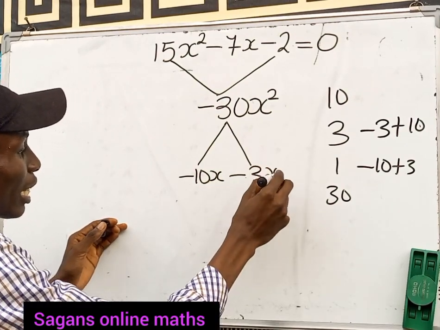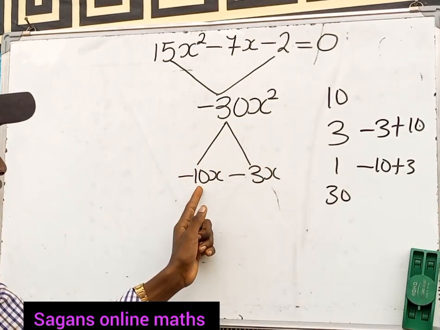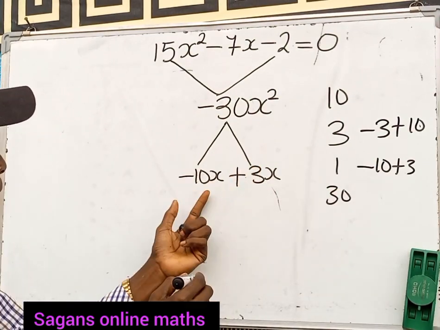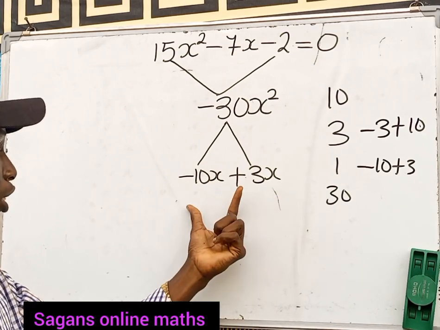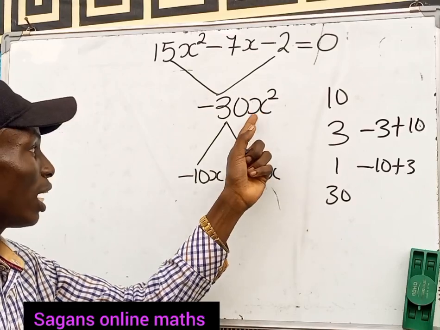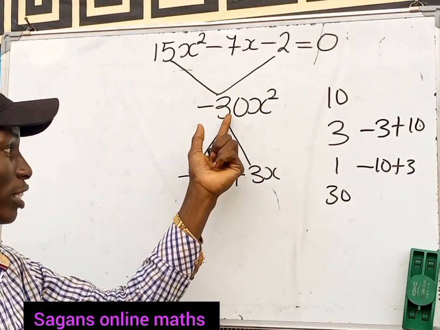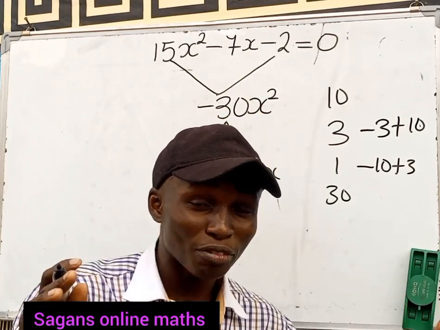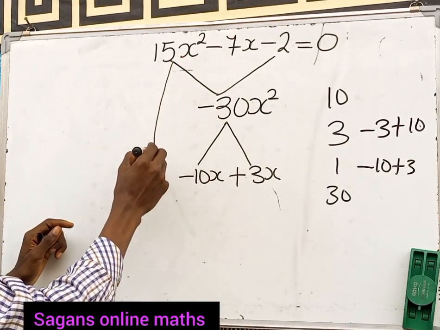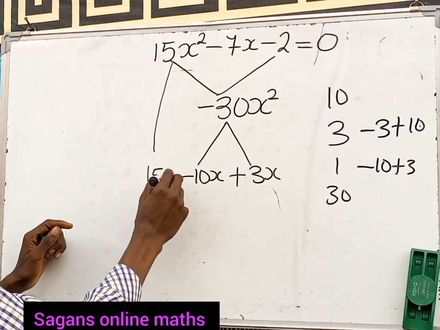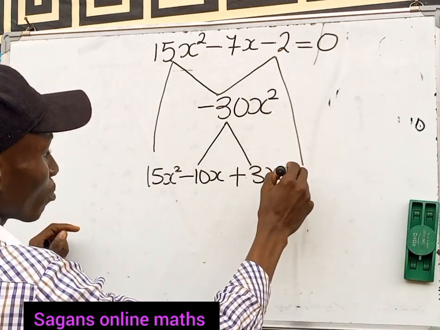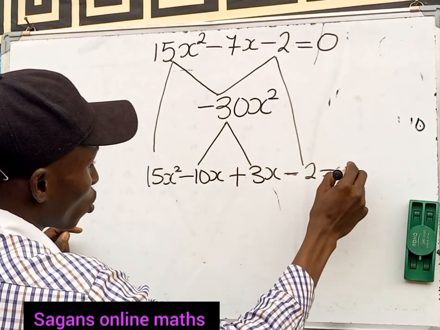You can see that minus 10x times 3x will give us minus 30x squared, because x times x is x squared and minus 10 times 3 is minus 30. It's very simple. Now bring this down: this is your 15x squared. Then also bring our constant down, which is minus 2. Remember that all this equals 0.